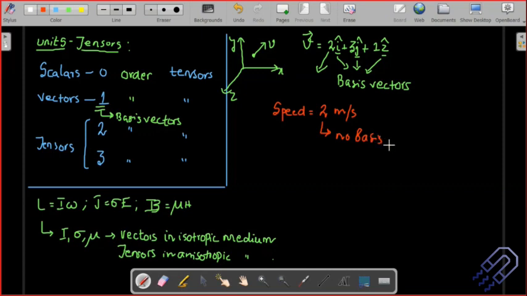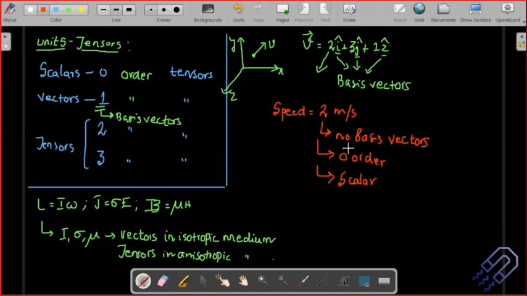Tensor is a very complicated concept later, but initially if you get the basics, I think it should be easy for all of us. No basis vectors associated, that means zero order. That means it's a scalar. So zero basis vector, no basis vector, zero order, scalar. You have got one basis vector associated with it, it will represent a vector. Just understand this. But then if there are more basis vectors associated with the component, we usually call them tensors. So that's very important.